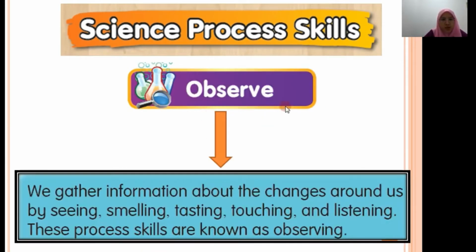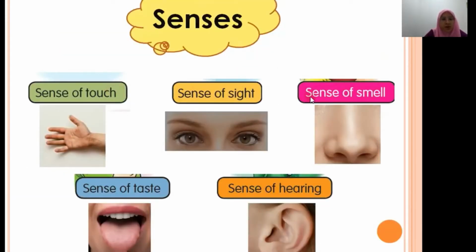What is observe? Observe means we gather information about the changes around us by seeing, smelling, tasting, touching, and listening. These process skills are known as observing. There are 5 senses that help us to observe, which are sense of touch, sense of sight, sense of smell, sense of taste, and sense of hearing.